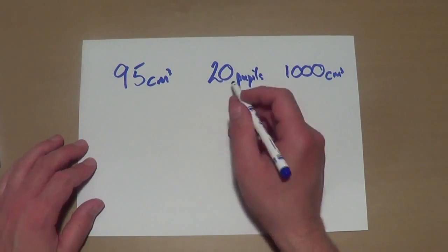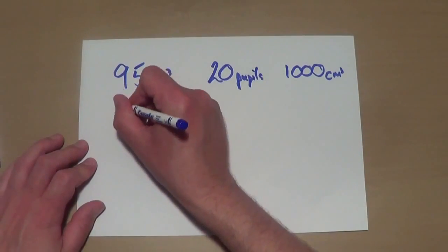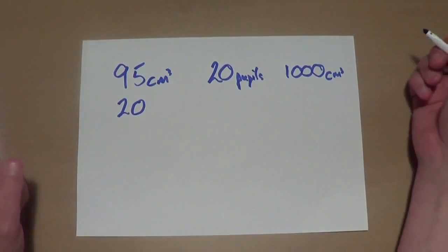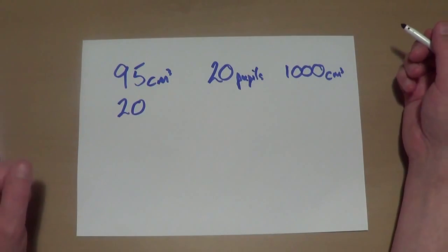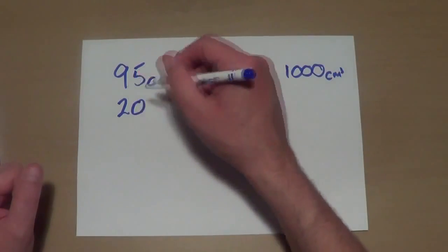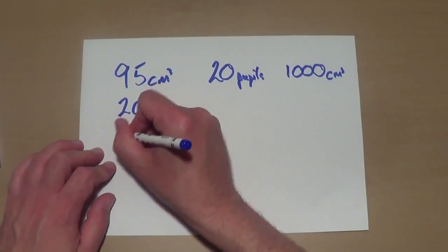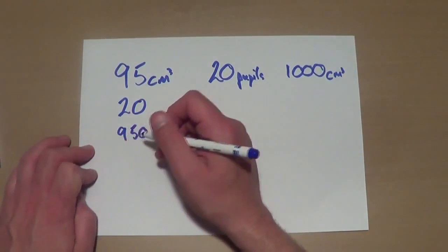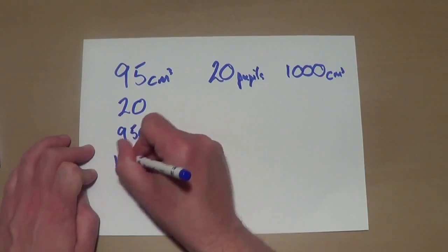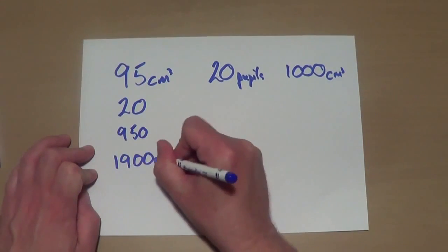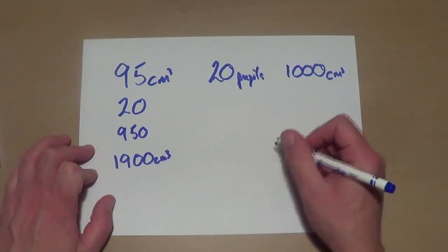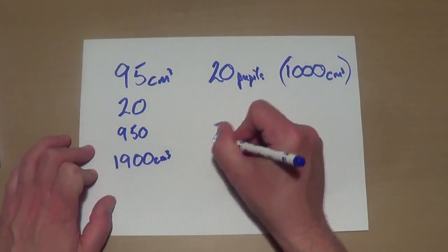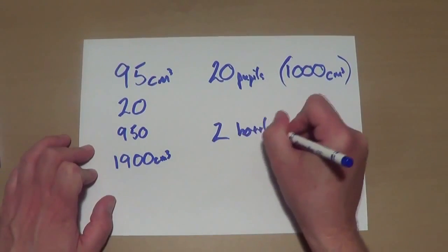Okay, right, first of all what we need to do is times the pupils by the 95, so bring that down there. Now, we've talked about doubling and halving. This is one of those occasions where if it was 10 pupils times by 95, we'd know it would be 950. So to find the 20, we just double the 950, which gives us 1900 centimetre cubed. We know that one bottle is 1,000 cubes, so therefore we're going to need 2 bottles.